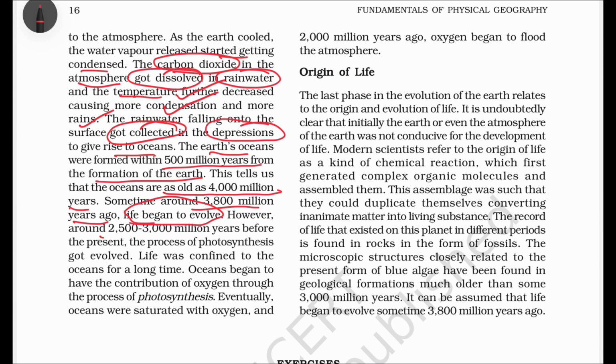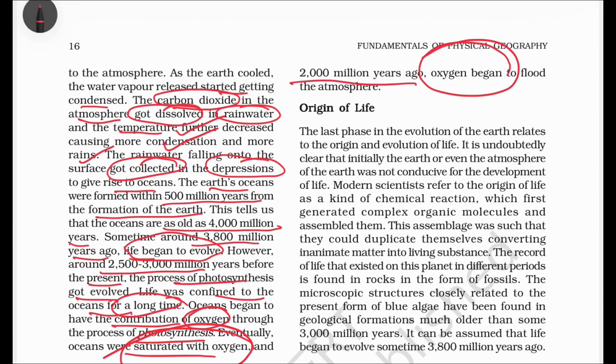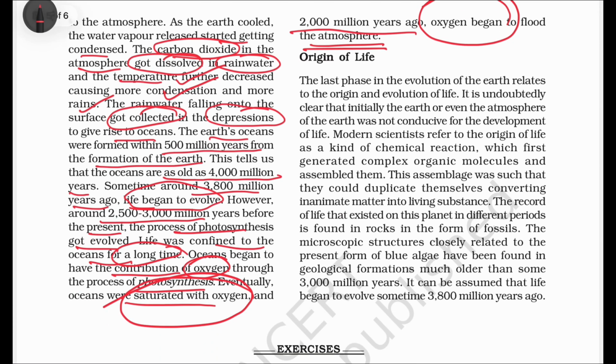However, it was around 2500 to 3000 million years ago that the process of photosynthesis evolved. So life was confined to the oceans for a very long time. Oceans began to have the contribution of oxygen through the process of photosynthesis. Eventually oceans were saturated with oxygen, and around 2000 million years ago oxygen began to flood the atmosphere. And the last phase in the evolution of the Earth relates to the origin and evolution of life.